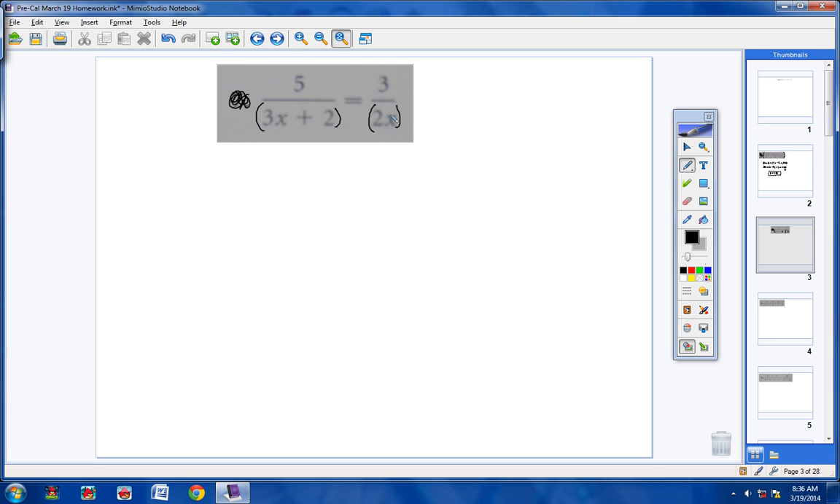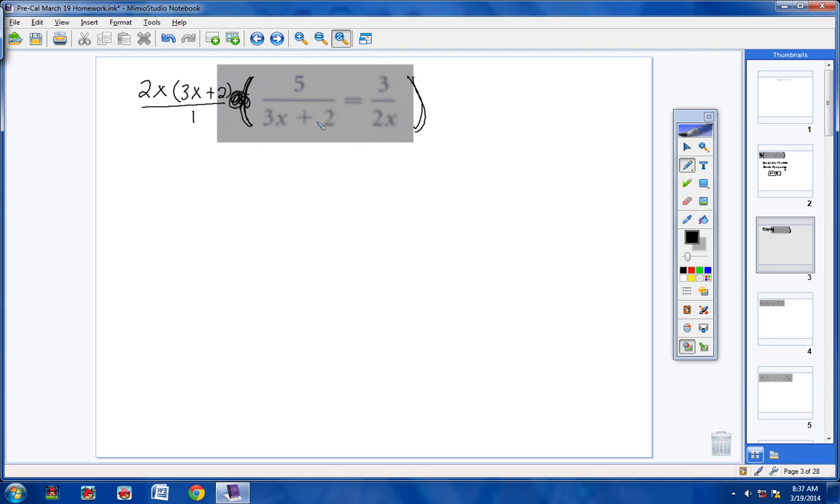How many groups of 2x do you have here? 1. How many groups over here? None. So the most that you have is 2x. And then how many groups of 3x plus 2? 1. And how many groups over here? None. So then I'm also going to use one group of 3x plus 2. So there's my quote-unquote common denominator that I'm going to multiply through this fraction. Okay? So I'm going to grab it, pull it over here, and let's multiply the entire equation by this fraction.